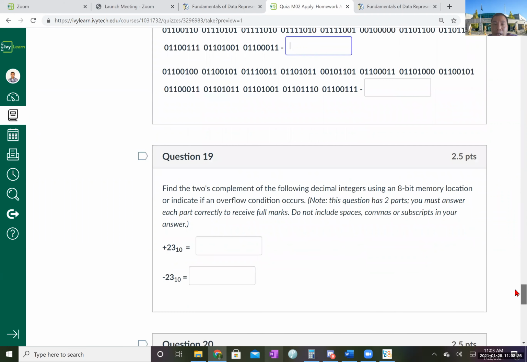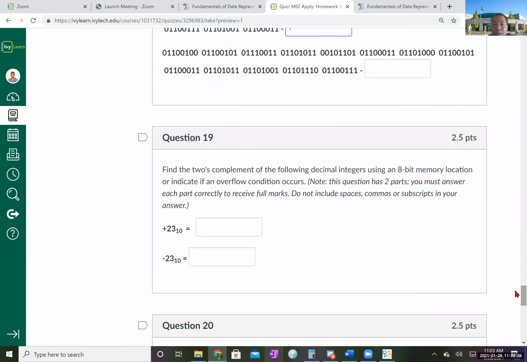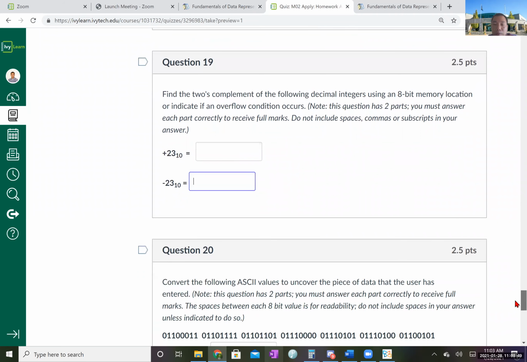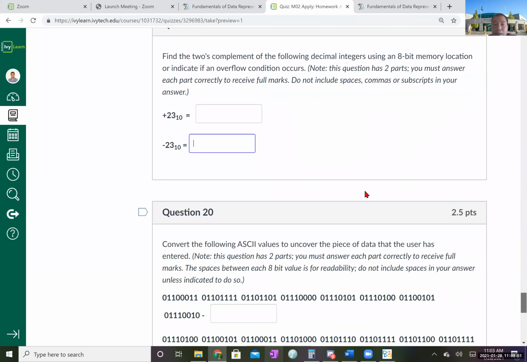Okay, this one is the 2's complement, right? So you know that you have 8-bit memory here. For the positive, just do it normally. For the negative, the first thing you have to do is convert it to the 1's complement and add 1 to have the 2's complement here. And ASCII, you do the same. Very simple.